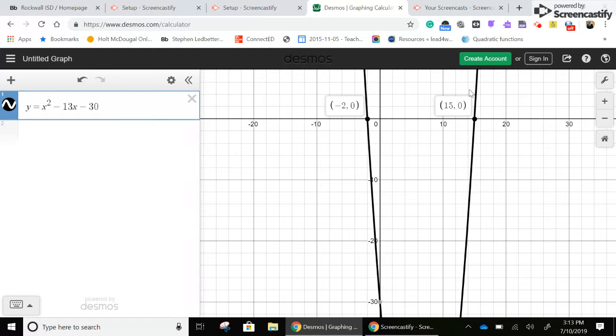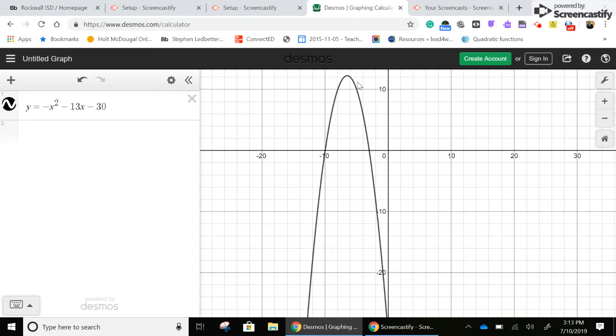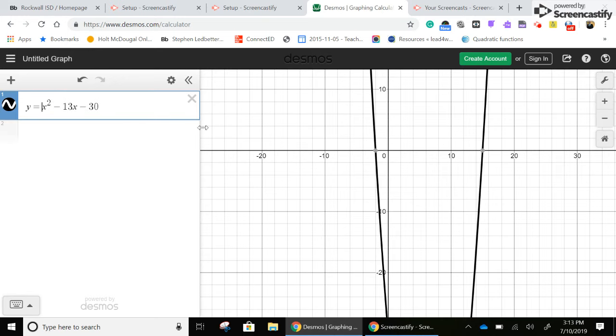Does this open upward or downward? This one opens upward, all right? When it opens down, it would look something like this. I'm going to put a sign here so you can see the difference. Look what happens when I put a negative here. Now you can see that it's a max value. The max is how high it goes, and it opens downward.